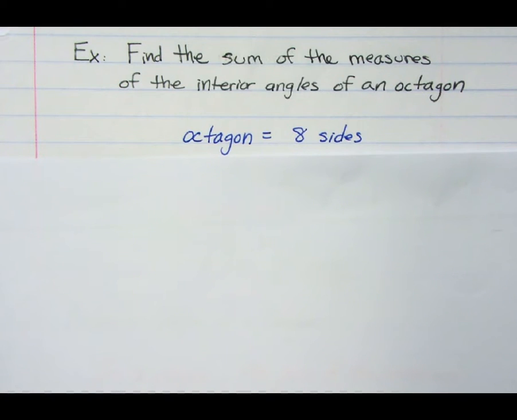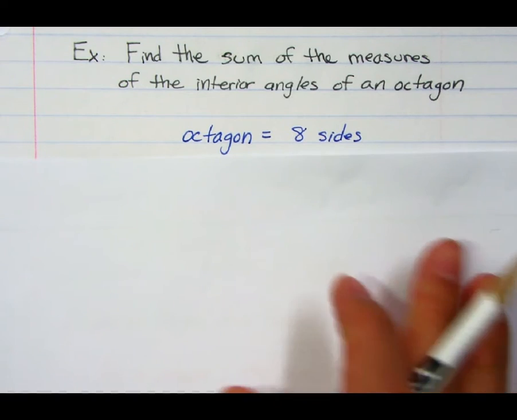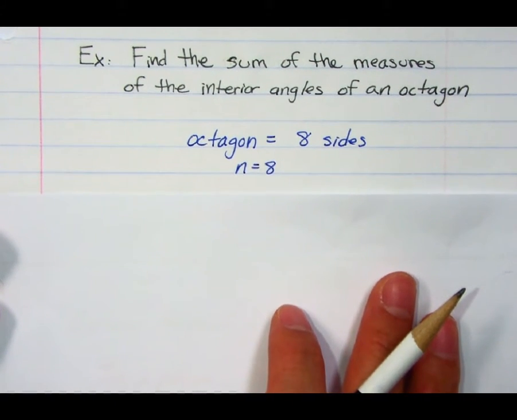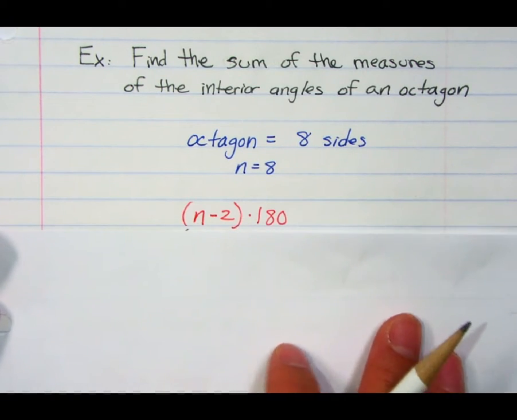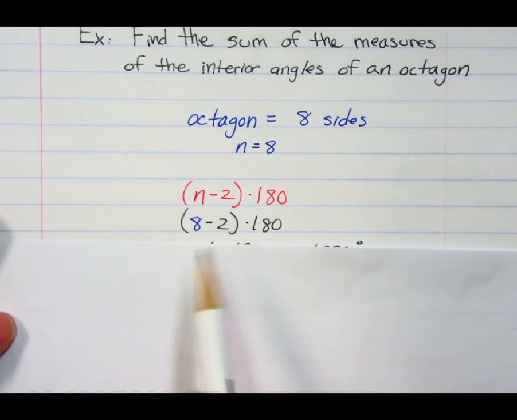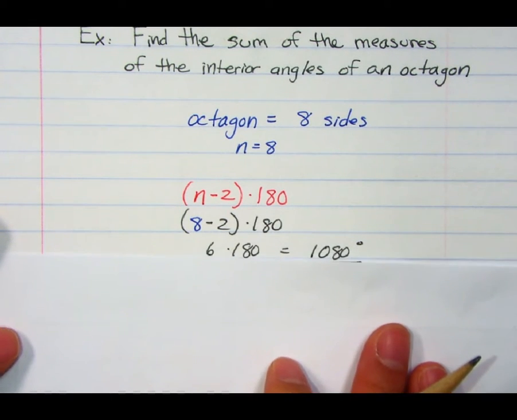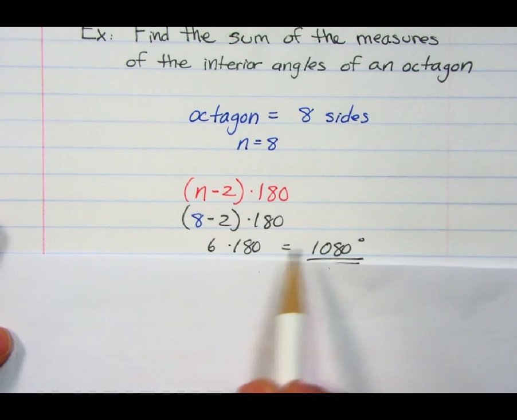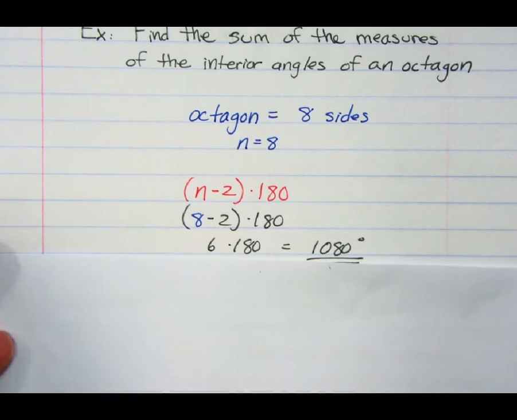Let's try an example. The sum of the measures of the interior angles of an octagon, like an octopus, has got 8 sides. So I say, okay, if it's 8 sides, n is 8, and then I just use my formula, right? So I plug it in, I substitute it. I go, all right, 8 minus 2, which is 6, and then times it by 180. Tells me it's 1,080 degrees. So in an octagon, all the inside angles will give you 1,080.